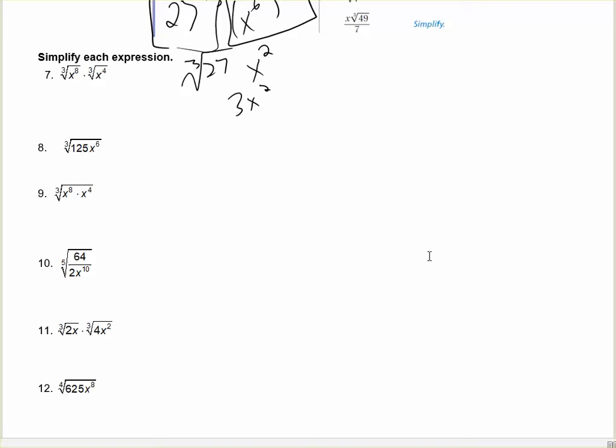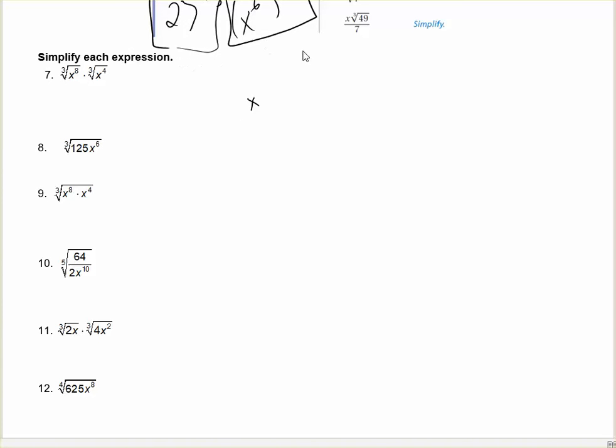So let's look at number 7. In number 7, we have the cubed root of x to the 8th times the cubed root of x to the 4th. So again, there's more than one way to simplify this. Let me erase what I got going on here.